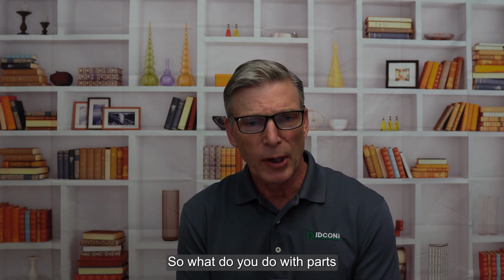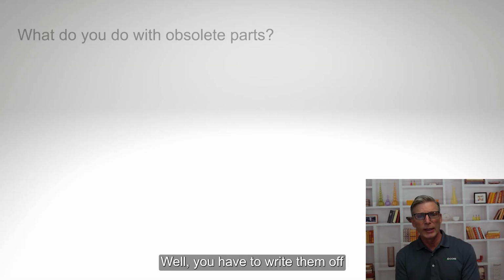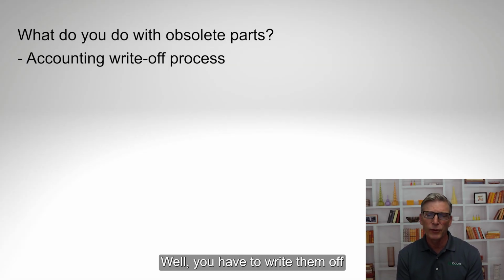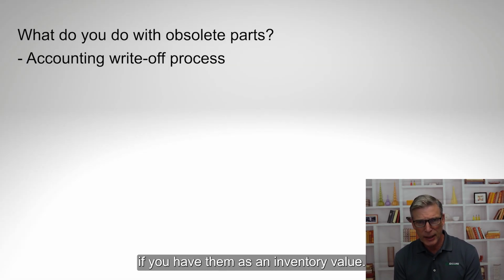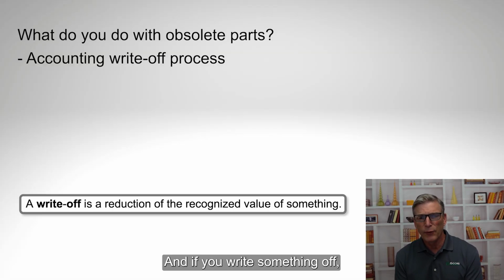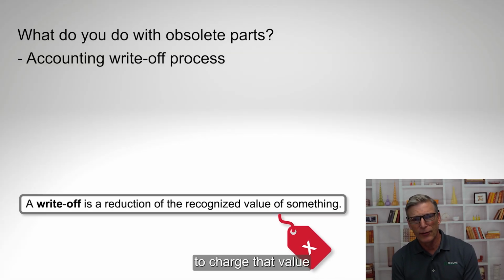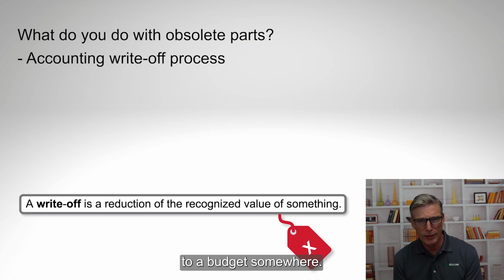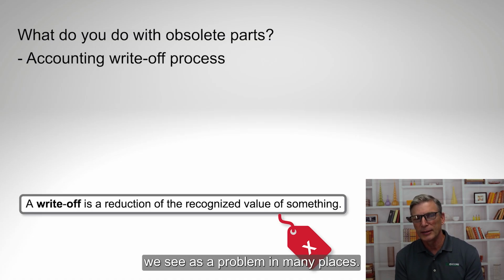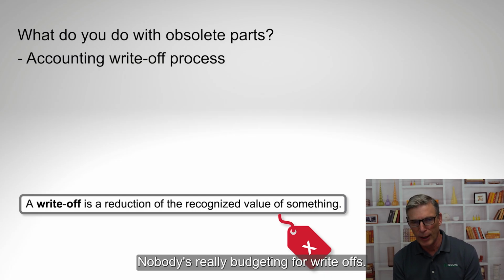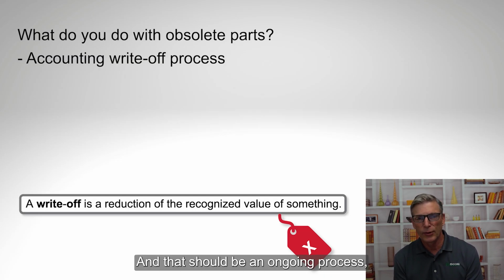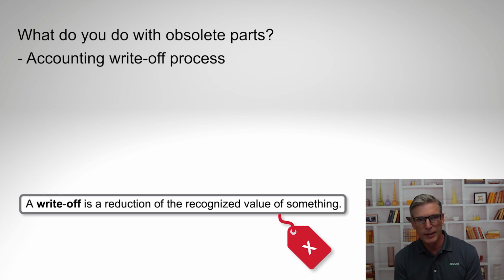So what do you do with parts that you have to get rid of? Well, you have to write them off normally if you have them as an inventory value. And if you write something off, you have to charge that value to a budget somewhere. And that's usually something we see as a problem in many places. Nobody's really budgeting for the write-offs. And that should be an ongoing process, especially in a plant where you have a lot of changes going on.